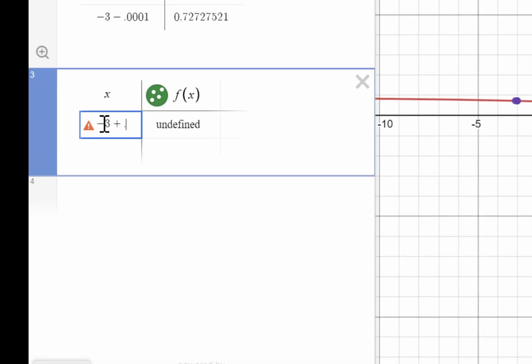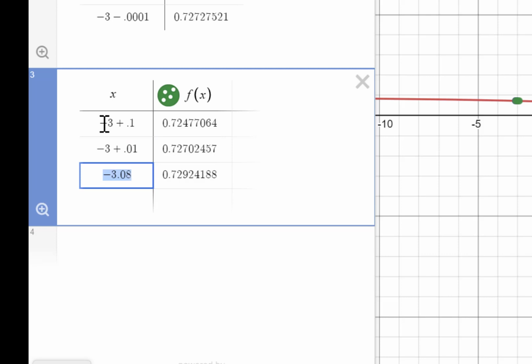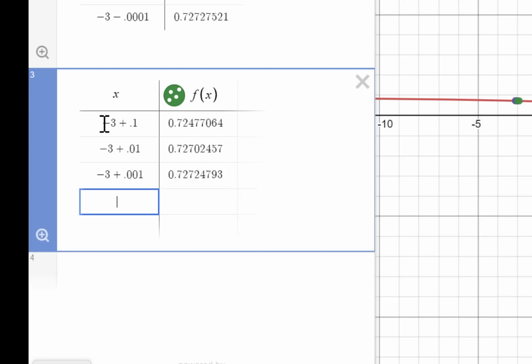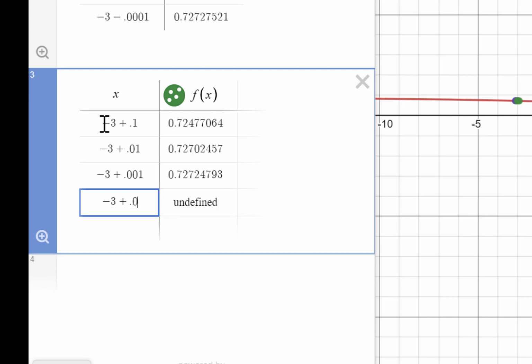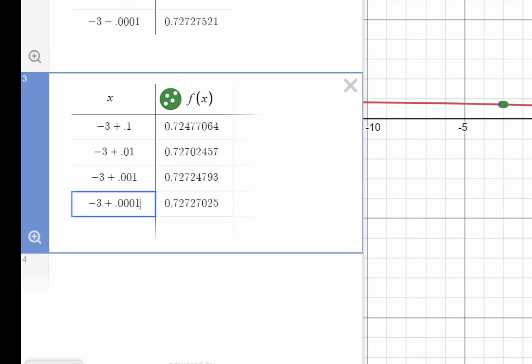So -3 plus 0.1. So that's a little bit to the right of -3. -3 plus 0.01, it's a little closer to -3 on the right side. -3 plus 0.001. And -3 plus 0.0001. So I'm sneaking up on x equals -3 from the right, and now I look at the outputs of this function, and we see the outputs, the y's, are approaching 0.727, just like we saw with the left-hand limit. So it appears that the right-hand limit is also 0.727.